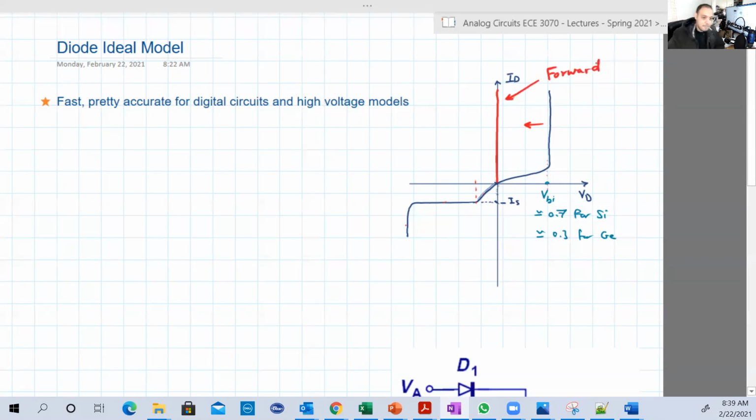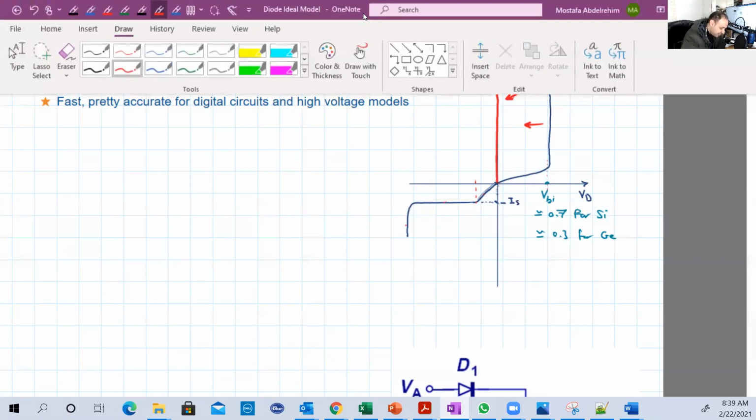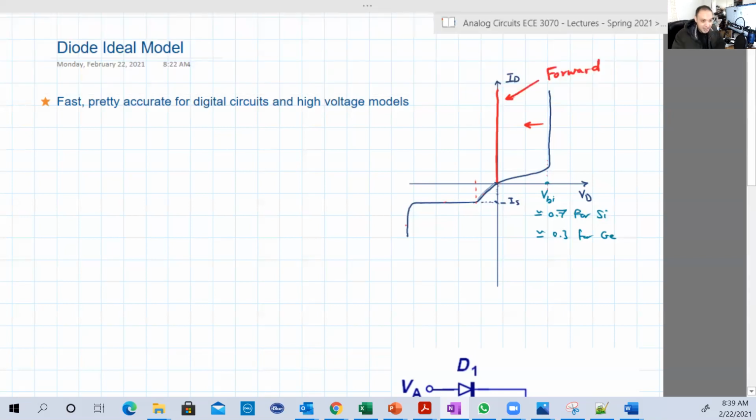Okay. Now, how about the reverse? The reverse is exactly the same as the constant voltage model. In the constant voltage model, we said that this current IS is very small, and there is even some region in which the current is lower than IS. So basically, this will be 0. And I'm going to do it in another color so you can differentiate. So this is reverse.